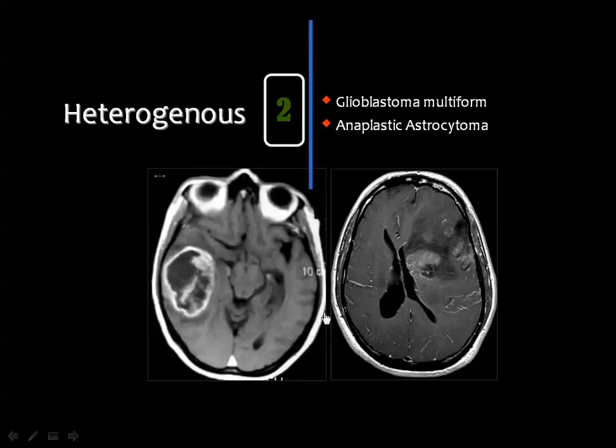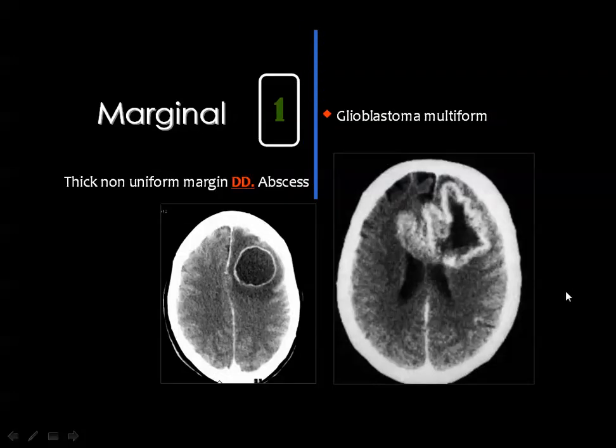The heterogeneously enhanced lesions are, number one, the glioblastoma multiforme because of the internal hemorrhage and necrosis. And then you may consider anaplastic astrocytoma because of the internal patches of enhancement, as a heterogeneously enhancing lesion. Marginally enhancing brain tumor is only the glioblastoma multiforme, considering that the enhancing margin is of non-uniform thickness. And you can compare this enhancing margin to the margin of an abscess. And the margin of an abscess is relatively thin and is of regular thickness all around.